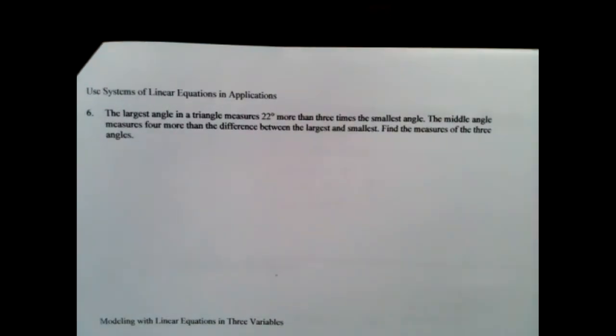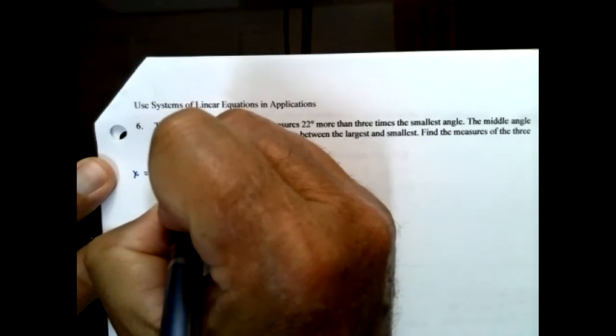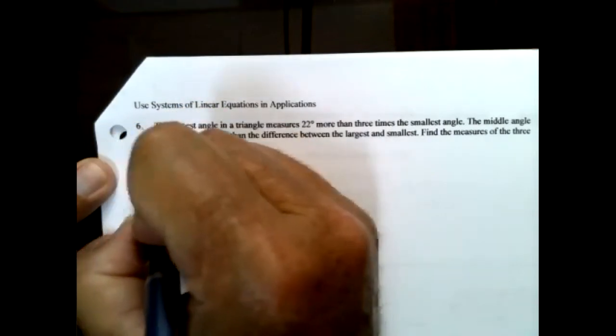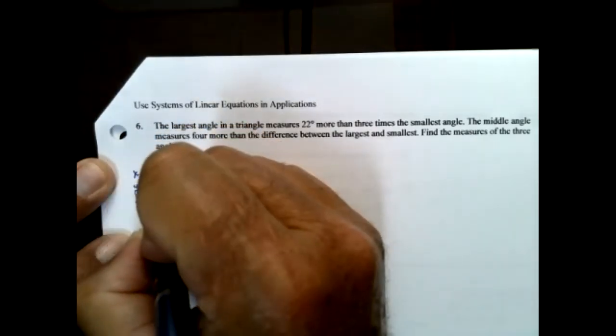Let's see. The largest angle in the triangle measures 22 more than 3 times the smallest angle. The middle angle equals, oh boy. Find the measures of 3 angles. First things first, we're going to stick with x, y, and z because that's what we've been working with. x equals the smallest. y is the middle. z is the largest.